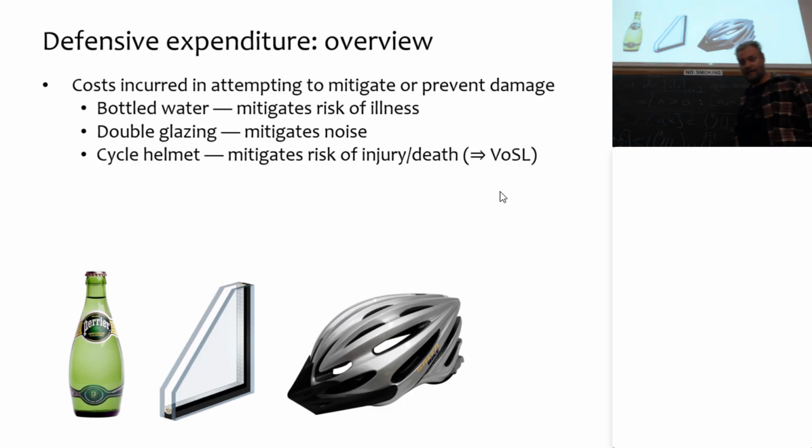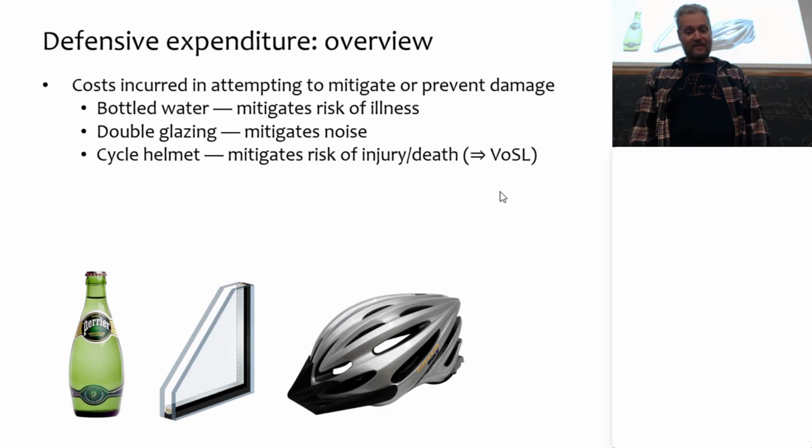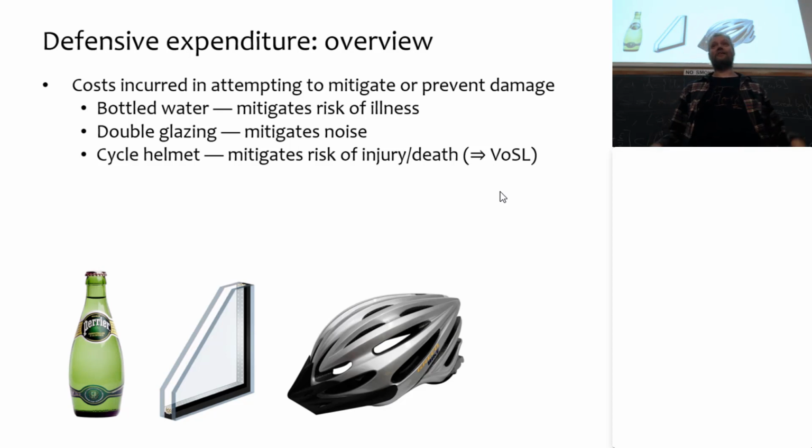You can also look at double glazing. That mitigates noise, but also keeps the heat in. So it's a dual purpose type of action. And then you need to attribute somehow how much they are willing to pay for avoiding the noise and how much they are willing to pay to reduce their energy bills and save on CO2 emissions.